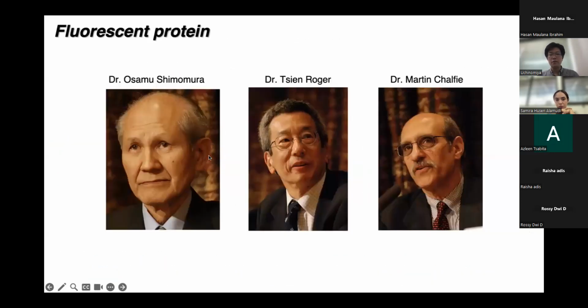Okay, so I also want to talk about the history of the fluorescent proteins. Fluorescent proteins were mainly developed by these three researchers, Dr. Osamu Shimomura, Dr. Roger Tsien, and Dr. Martin Chalfie.